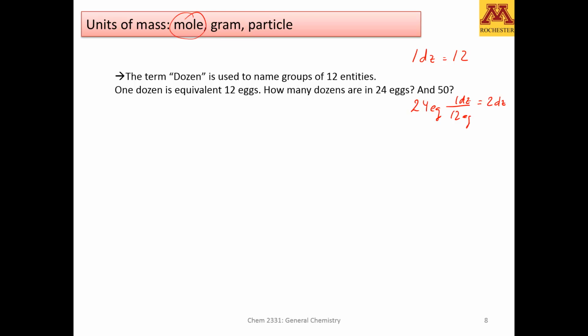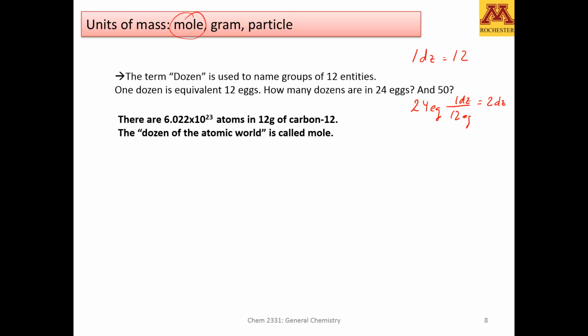1 mole is a way to wrap a lot of atoms or molecules. How many? So 1 mole, if you will, is the dozen of the atomic world and is this big number. So the same way that 1 dozen contains 12 entities, 1 mole contains how many? These many. 6.022 times 10 to the 23 entities. It could be atoms, it could be molecules, it could be eggs, if you will. Not very practical to talk about 1 mole of eggs. It would be a lot of eggs, but it's definitely practical for talking about molecules and atoms.